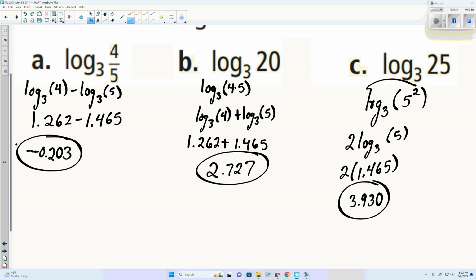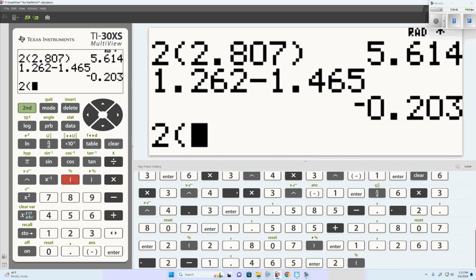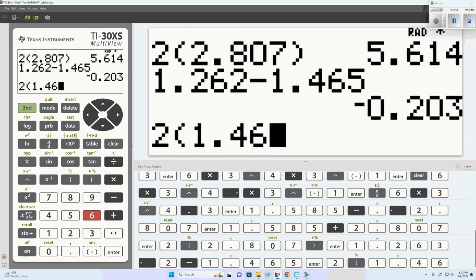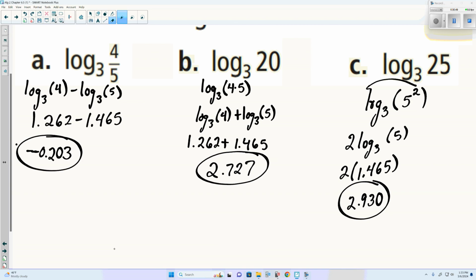Nope, 2.93. Because 5 would be 10, 12, so 3, 8, yep, 2.93. Two times 1.465 is 2.93. Questions on how we use these properties to evaluate these here?